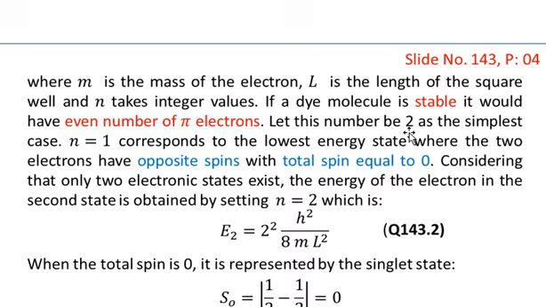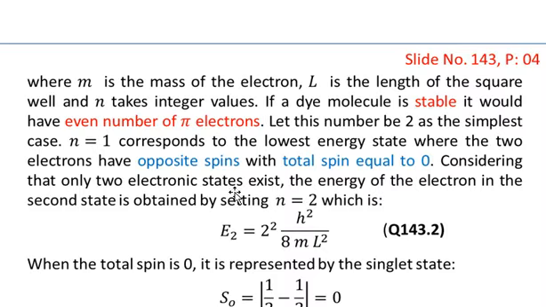Let this number be 2. For example, we are assuming here, let this number be 2 as the simplest case. So n is equal to 1 corresponds to the lowest energy state where the two electrons have opposite spins, with the total spin equal to 0. Since we are assuming that two pi electrons are there in the potential well, these pi electrons are oriented in such a way that they have opposite spins. That is, one electron has spin up, the other electron has spin down, and adding up the spins together, the total spin due to the two electrons is equal to 0.